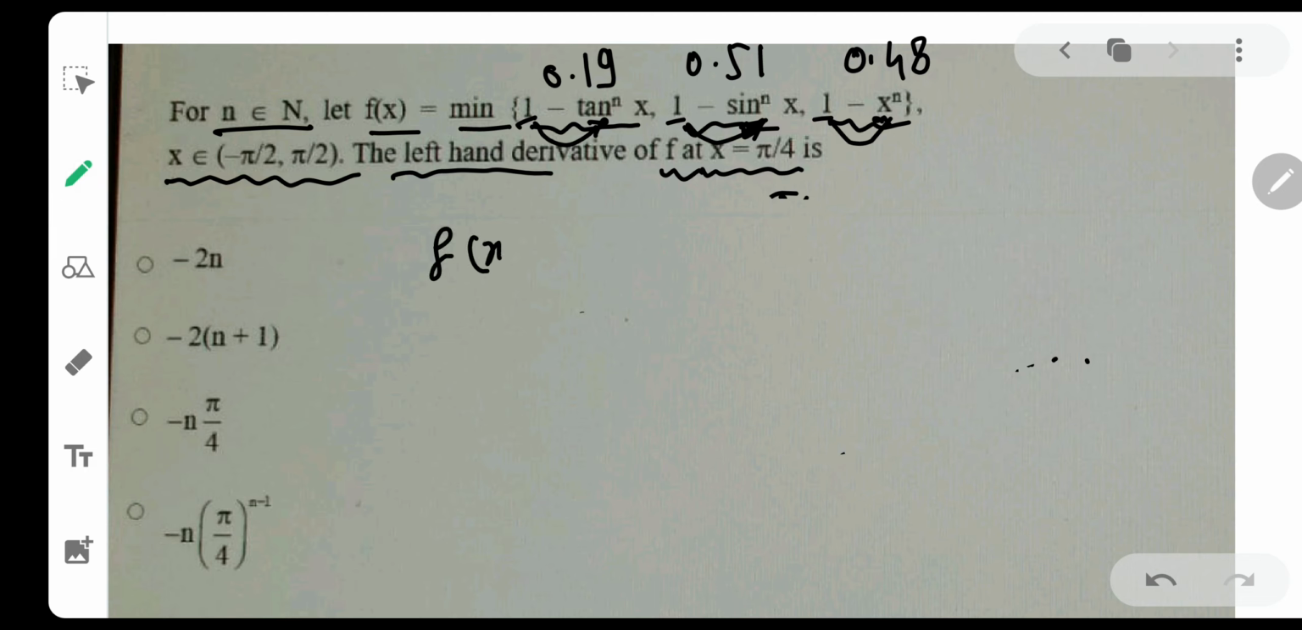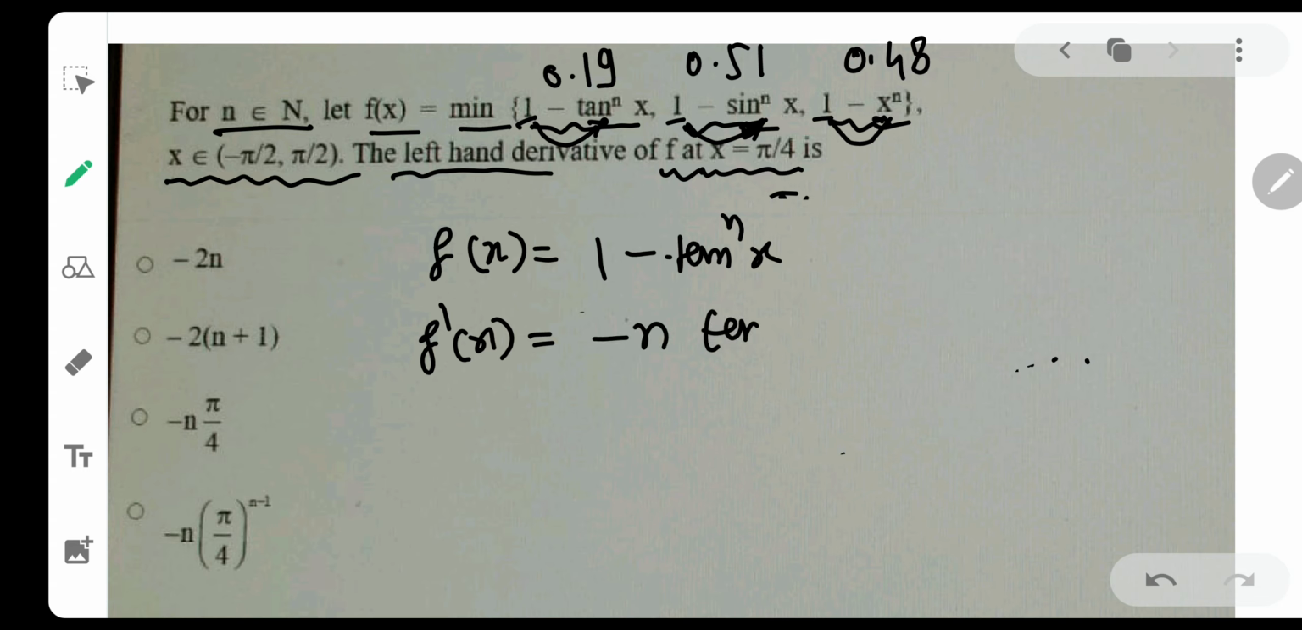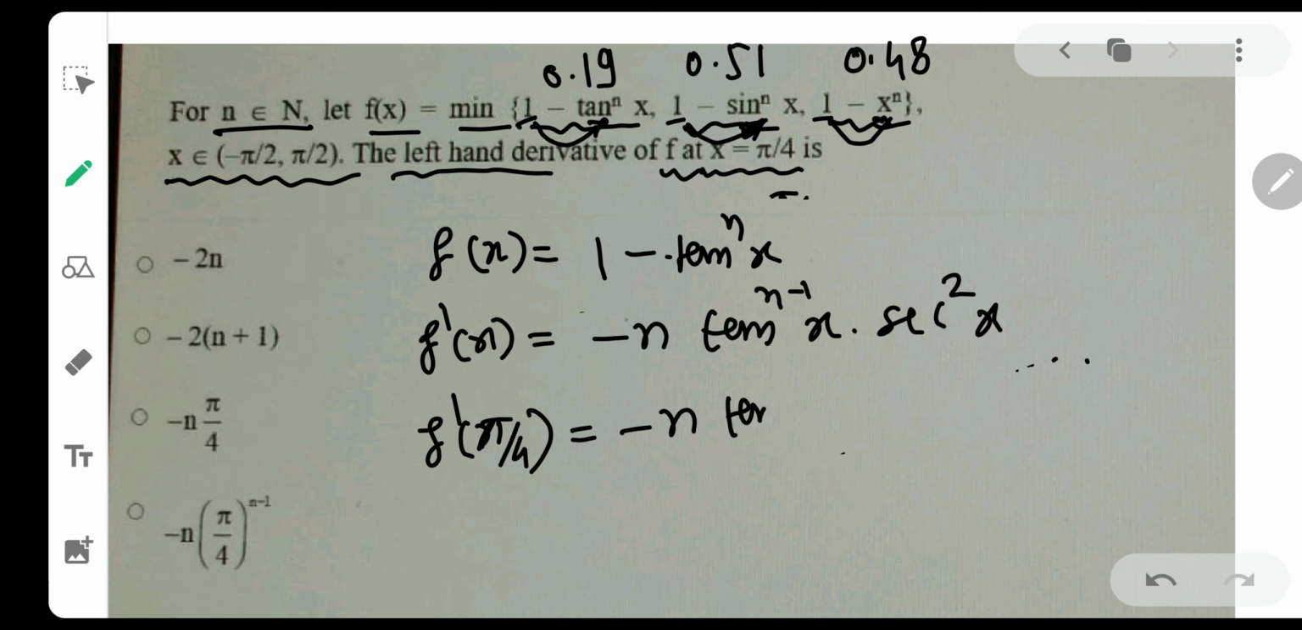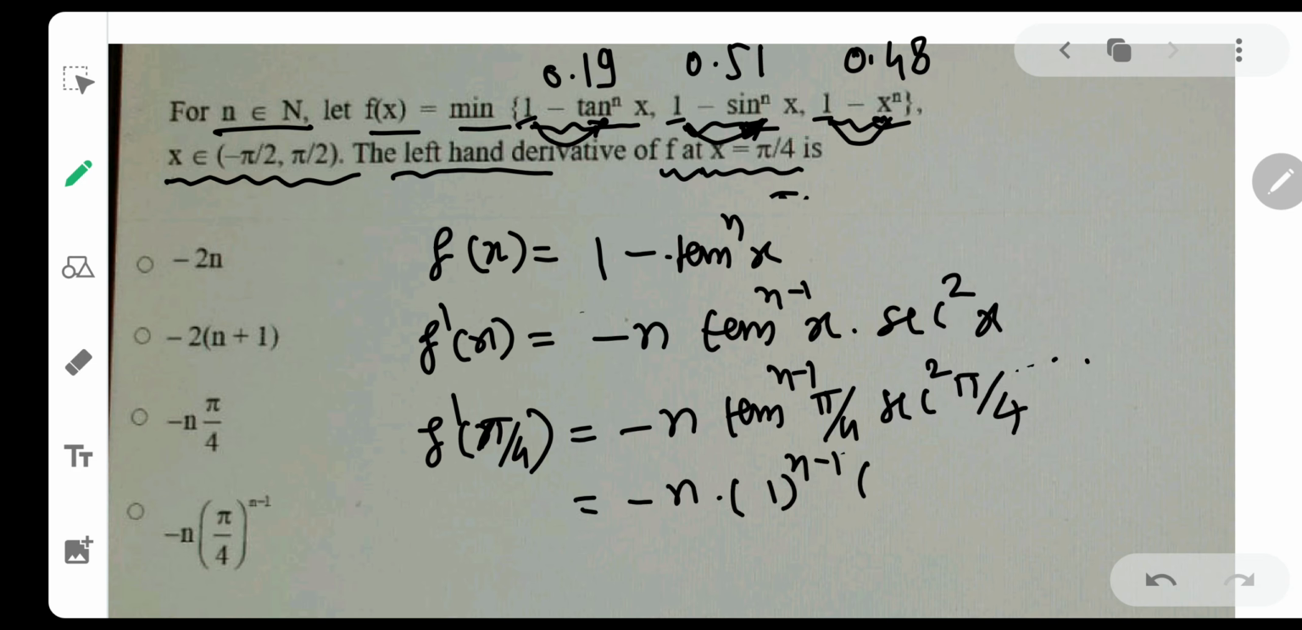That's it. So your fx comes out to be 1 minus tan raised to nx, and then taking out the derivative is child's play. It will be minus n tan raised to n minus 1 x, times the derivative of tan x, which is sec square x, and we need to calculate the left hand derivative. So put x as pi by 4, you will simply get minus n tan raised to n minus 1 pi by 4 and sec square pi by 4. So this will be minus n, and this will be 1 raised to n minus 1, and this will be root 2 the whole square, and very simply you are getting minus 2n as the answer, because root 2 square is 2. The answer is minus 2n.